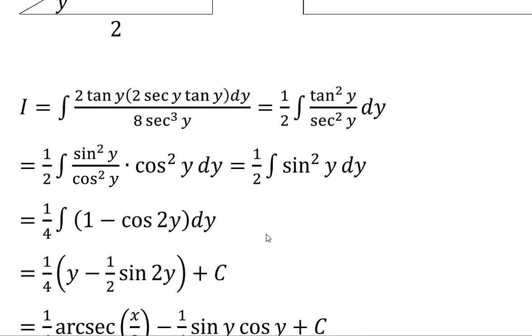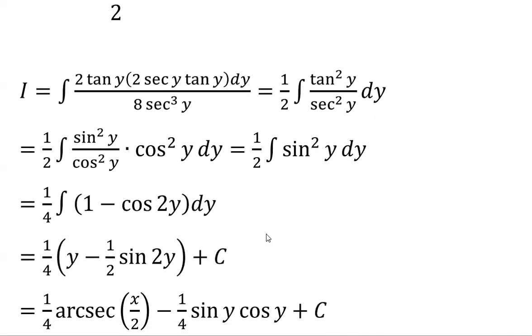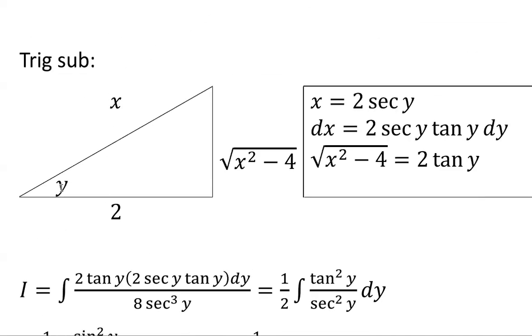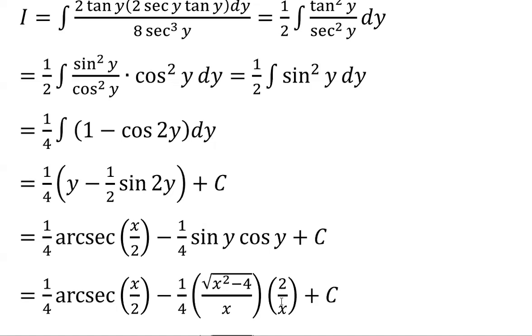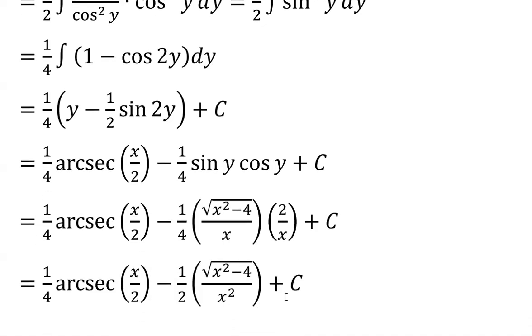Okay, so now we got to substitute sine y and cosine y. We can just get that from the triangle. Sine y is square root term over x. Cosine y is 2 over x. Okay, so that's what I did over there. And then you can just simplify a little bit. This is my final answer.